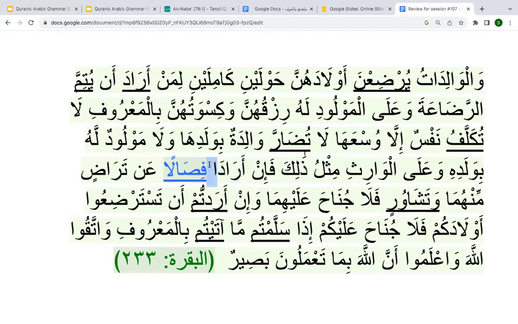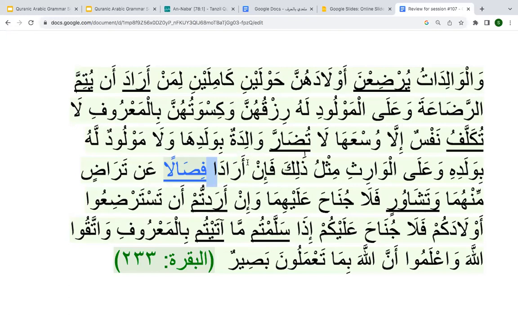And the doer is Aliful Ithnain. If the two decide on weaning with mutual understanding and taradin, with mutual, this tarada is from rada, ra, wau, dal. So they both are happy with their decision, an agreement. And tashavurin is a mutual advice among each other, right? Wau changed to alif.